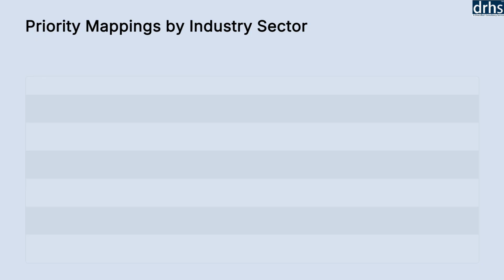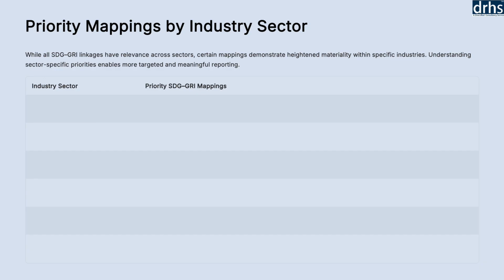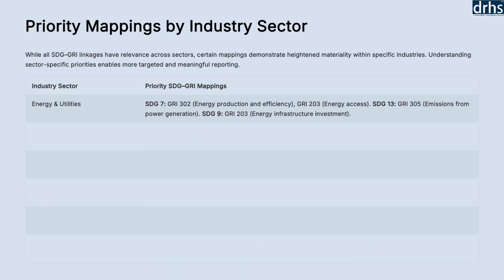Slide 6. Priority mappings by industry sector. Priority SDG, ESG, GRI mappings vary significantly across industry sectors due to differences in business models, risk exposure, value chains, and societal impact. Sector-specific prioritization enables organizations to focus disclosures and sustainability strategies on the most material development outcomes, strengthening relevance, credibility, and impact. Energy and utilities.